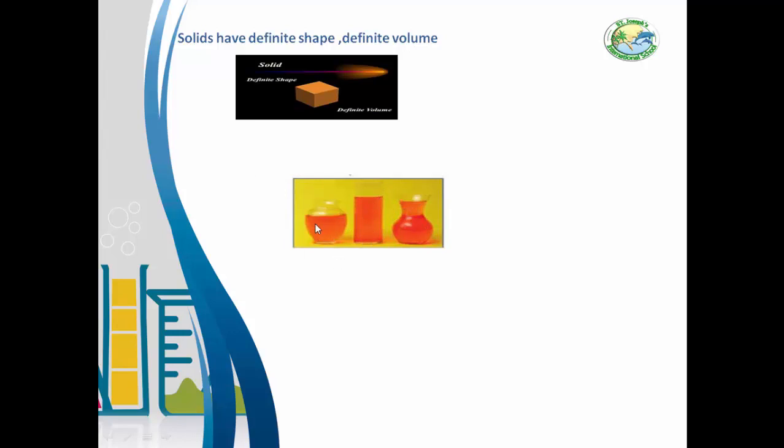What about the volume? If the liquid in this container is 30 milliliters, we will measure it here, it will be 30 milliliters, and also here it will be 30 milliliters. So the volume of a liquid doesn't change by changing the container, only the shape changes, while the volume is fixed. So liquids have an indefinite shape, taking the shape of the container, and a definite volume.